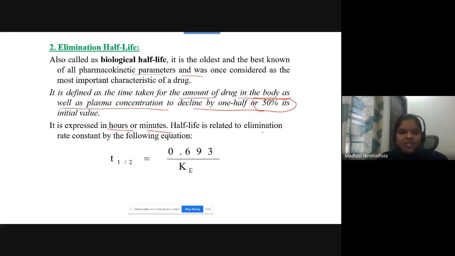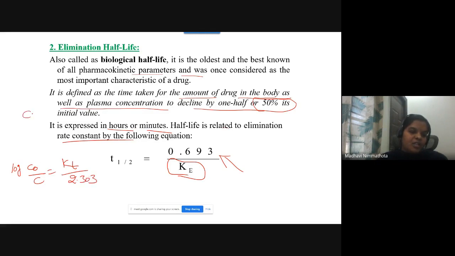The half-life is related to the elimination rate constant. Here they have written directly T half is equal to 0.693 by Ke, where Ke is the elimination rate constant. How do you get this equation? I already told you in first order kinetics. Log C0 by C is equal to Kt divided by 2.303. Here C0 by C is equal to 2, then t is equal to T half. Same equation here also.